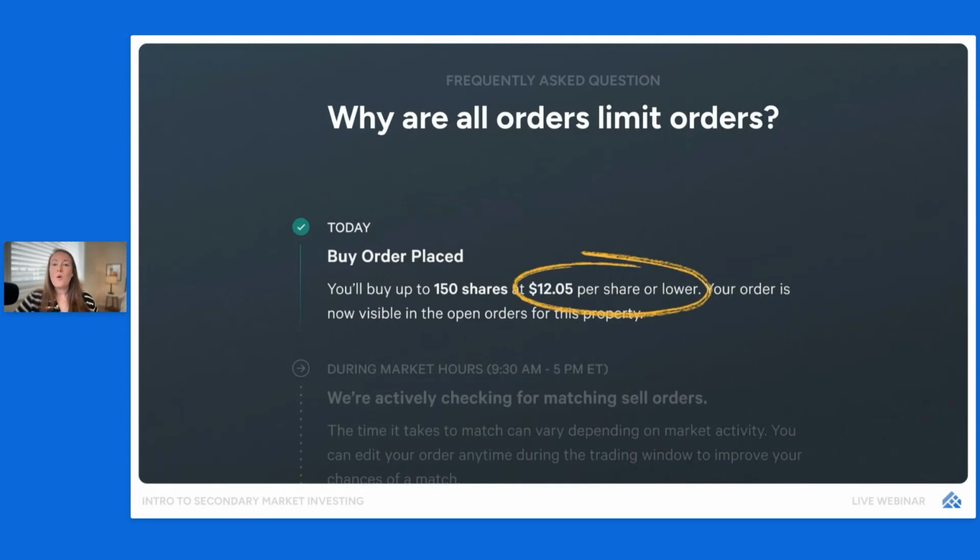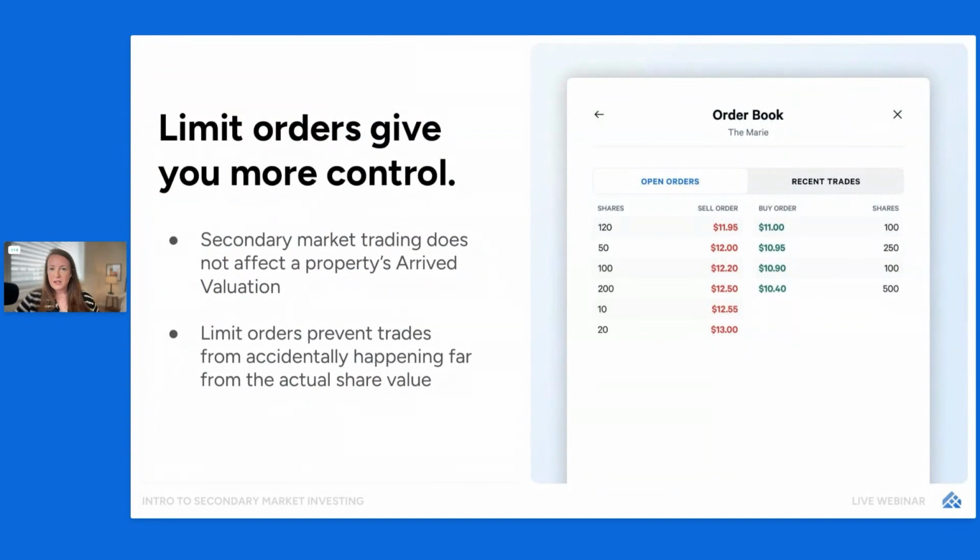Next up then, why are all orders limit orders? The first thing I want to say here is that secondary market trading does not affect a property's Arrived valuation, which reflects the value of the property and underlying LLC. This is really important because it differs a little bit from the stock market. Secondary market trading does not affect a property's Arrived valuation.